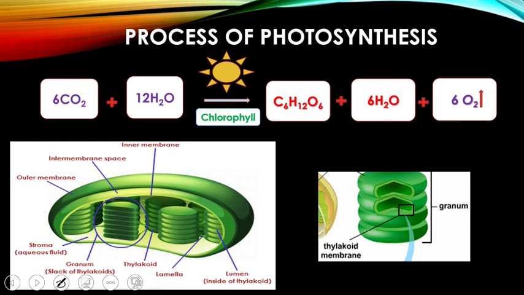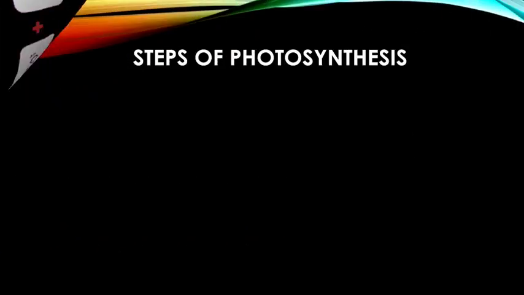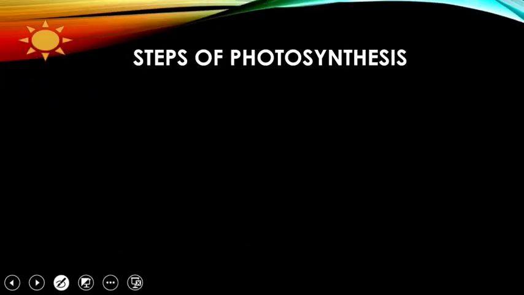I hope you are following. Again I repeat, carbon dioxide is taken from the air, water is taken from the lumen of the thylakoid, in the presence of chlorophyll pigment present on the bilipid wall of the thylakoid, and sugars are formed. Let us proceed and see the steps of photosynthesis.